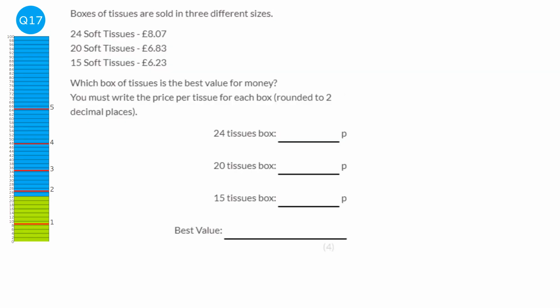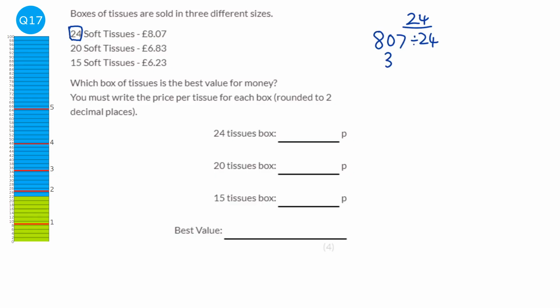There are a number of different ways of working out this question. You can find out the amount of tissues per penny. You can work out the price of one tissue, or you can get all the amount of tissues into the same amount. I'm going to find out the price per one tissue, and we're going to start off with the 24. What I'm going to do is convert the money into pence, just so we don't have as much decimal. And we're going to do 807.